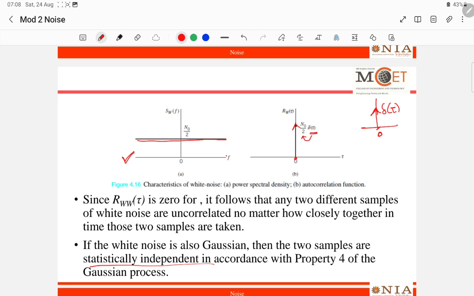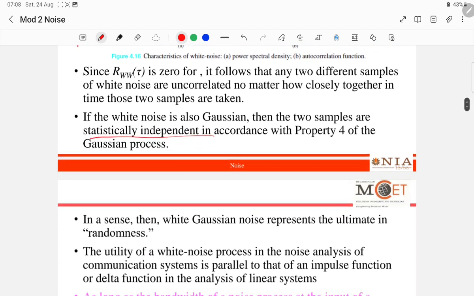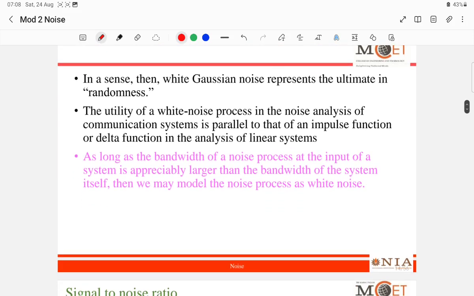This white noise is also Gaussian. It means that wherever you take two samples, the samples will be uncorrelated with each other. They are statistically independent. As long as the bandwidth of a noise process at the input of your system is appreciably larger than the bandwidth of the system itself, in that case we can model the noise process as white noise.